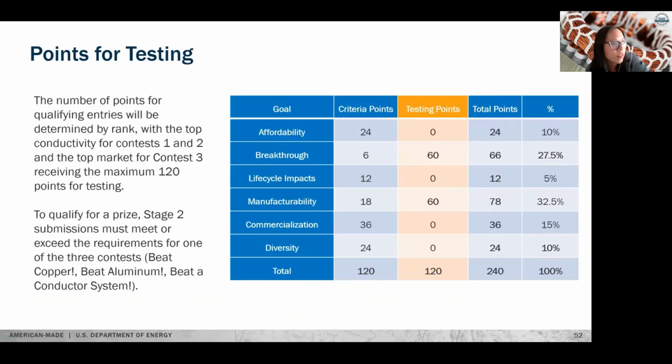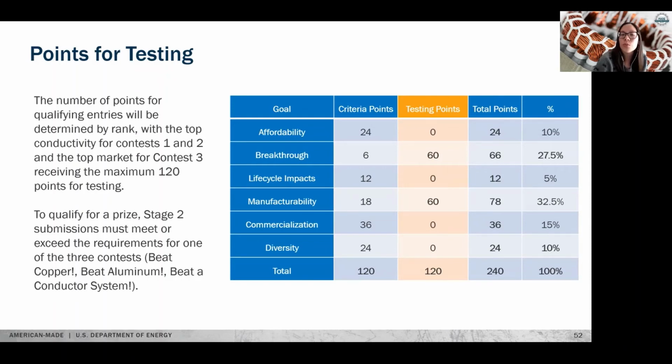Next, please. Okay, because again, this is such an important chart, and third time's the charm. We're trying to hammer it into you that these are the ways we're really scoring the points here. And as you can see in the orange column for testing points, testing is only evaluated for breakthrough and manufacturability here. And the number of points for qualifying entries will be determined by rank, with the top conductivity for contests 1 and 2 and the top market for contest 3 receiving maximally 120 points for testing.